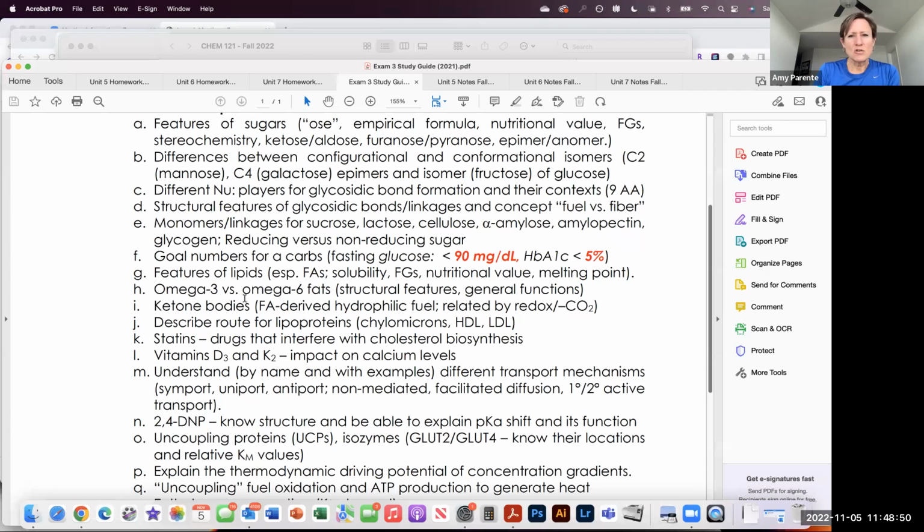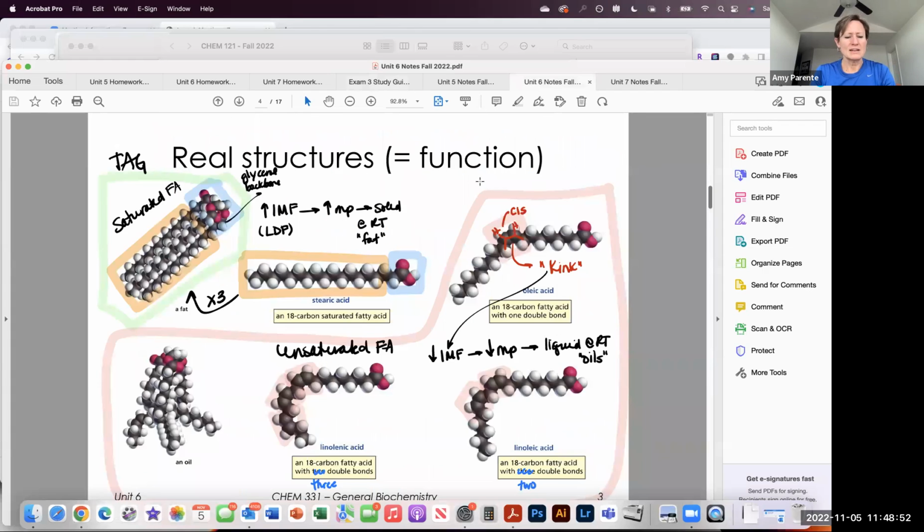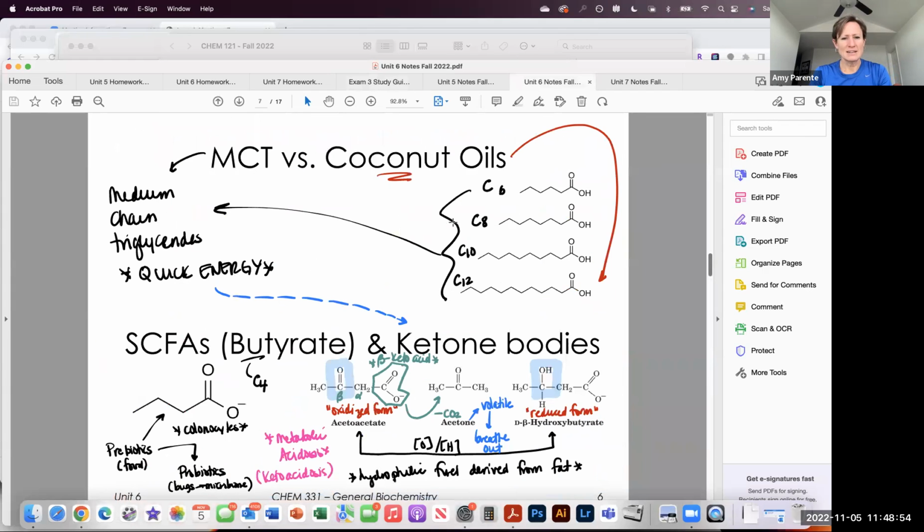We talked about ketone bodies. Ketone bodies, right, are hydrophilic circulating fuels that are derived from fats. So when we break fats down into acetyl-CoA, and I don't think we specifically have it on this slide, but acetyl-CoA can get connected back together. Acetyl-CoA has 2 carbon atoms. So when we hook those together, we get back to 4 carbon pieces.